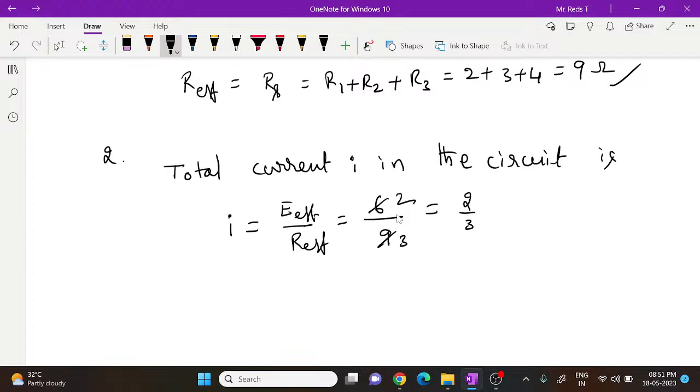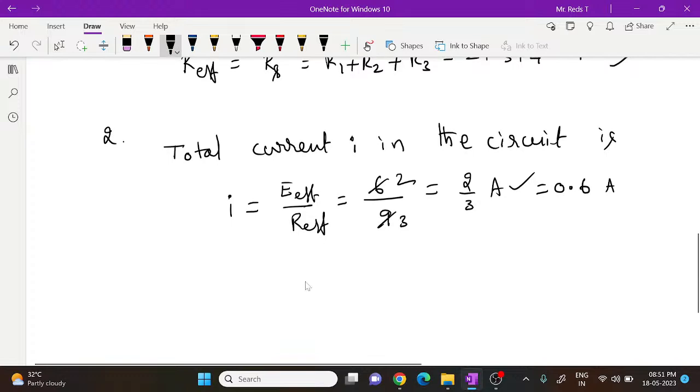Or you have to just simplify this further. So 2 by 3 ampere, or in decimals if you want, it is 0.67 ampere, approximately 0.67 ampere. So you guys can try by yourself.